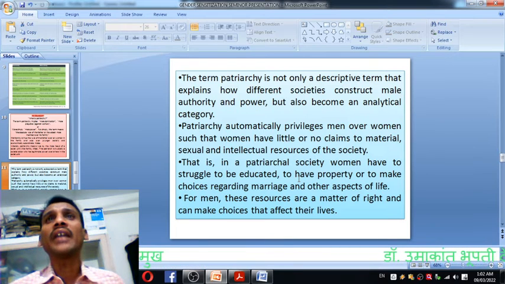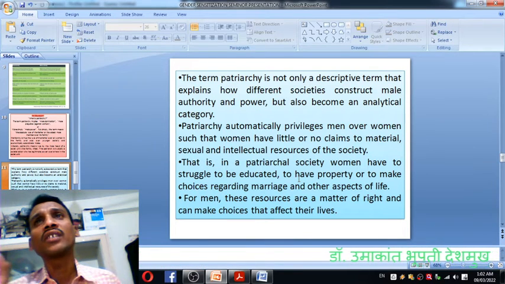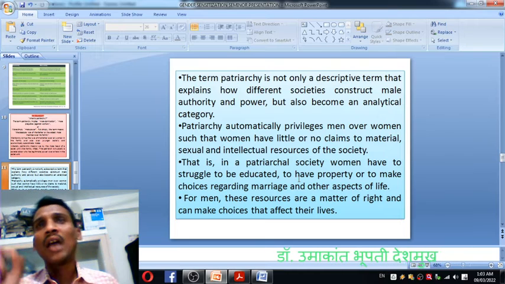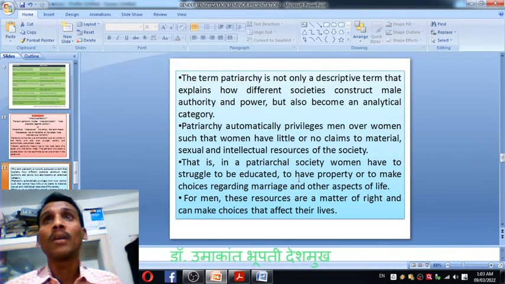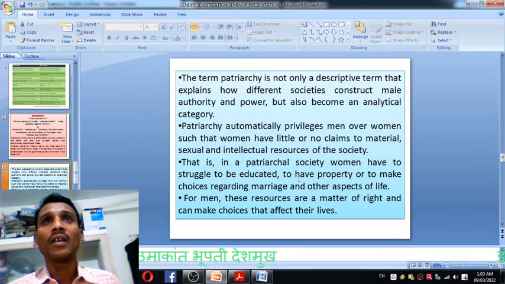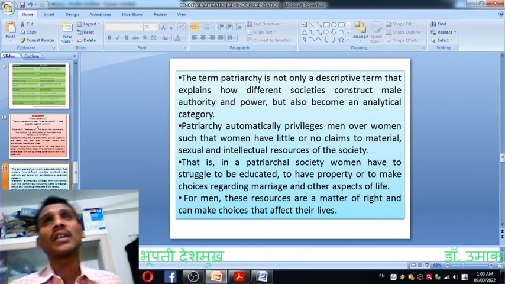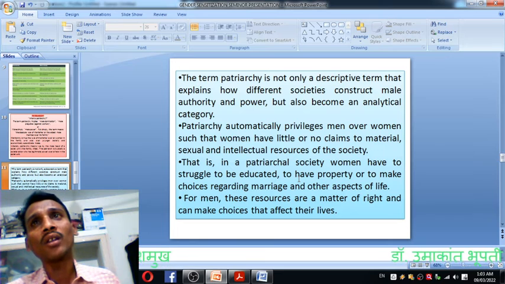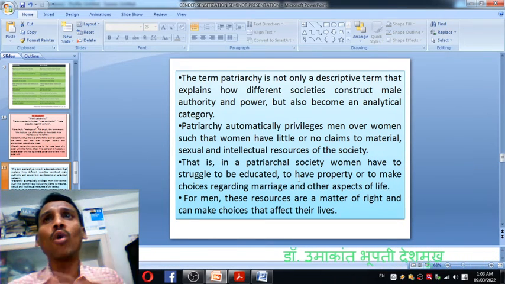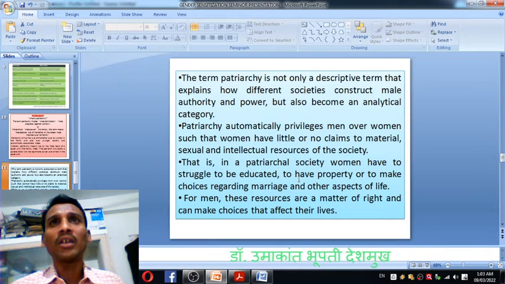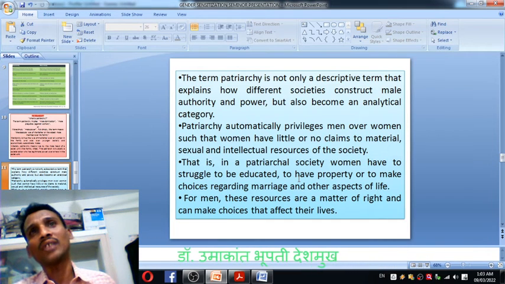The term patriarchy is not only a descriptive term that explains how different societies construct male authority and power, but also that patriarchy systematically privileges men over women, such that women have little or no claim to the material, sexual, or intellectual resources of the society.